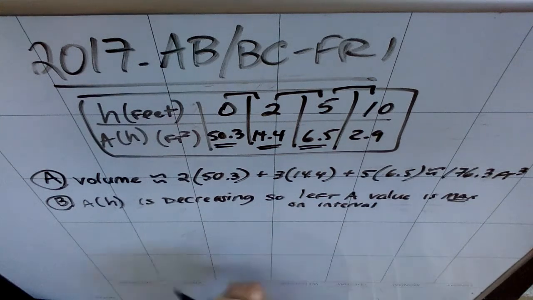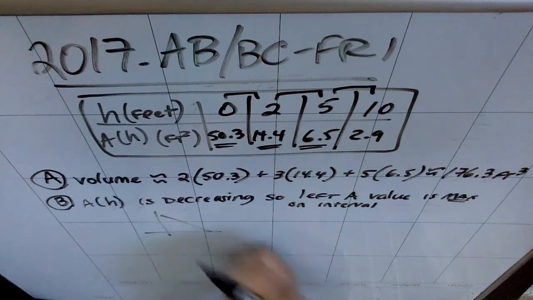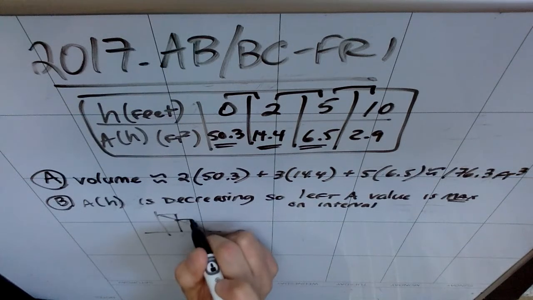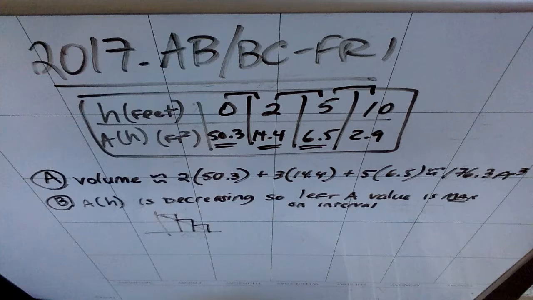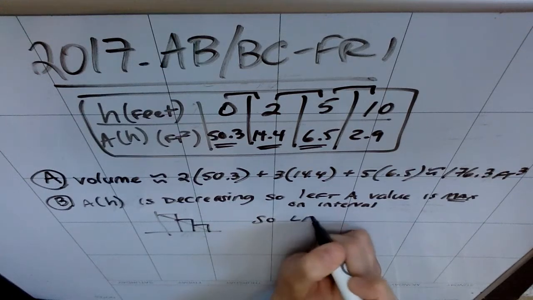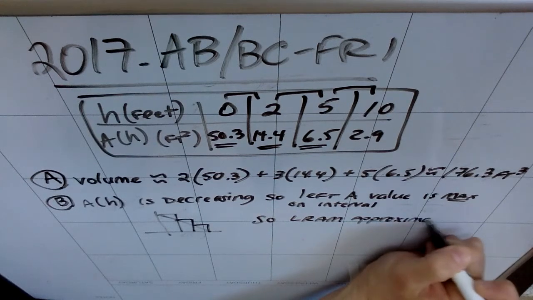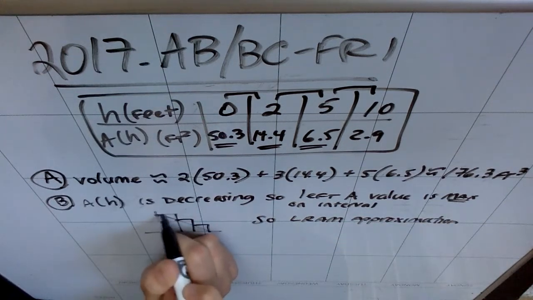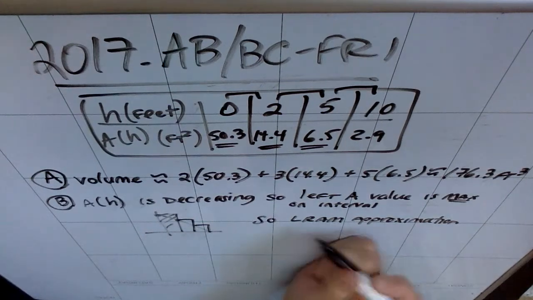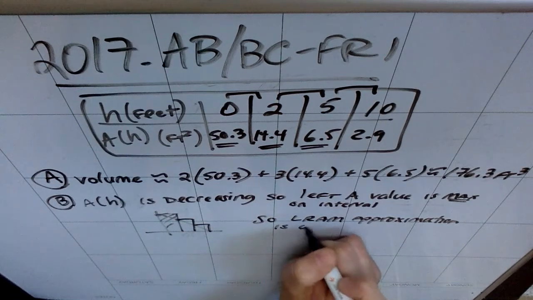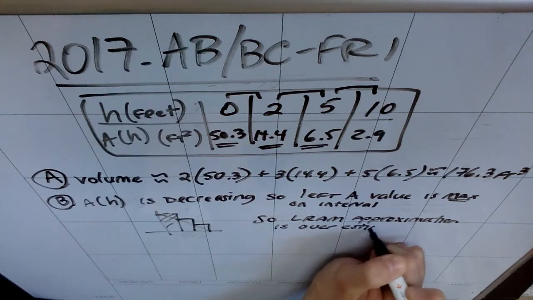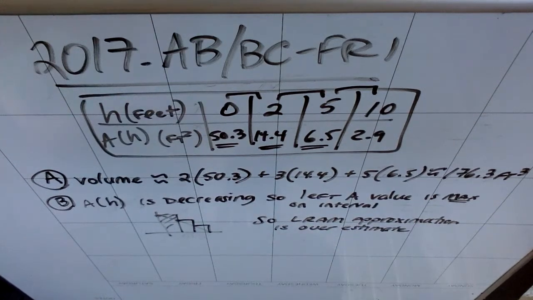So just to show you a visual of what I mean by that, here's an example of a function that's decreasing. If I draw boxes from the left endpoint on a window, see how that's always too high? So an LRAM approximation is an overestimate. See how these, because it's a decreasing function, using the left y value is always higher, so an LRAM approximation is an overestimate. Basically they just needed you to point out that A is a decreasing function, and that makes an LRAM an overestimate. Cool.